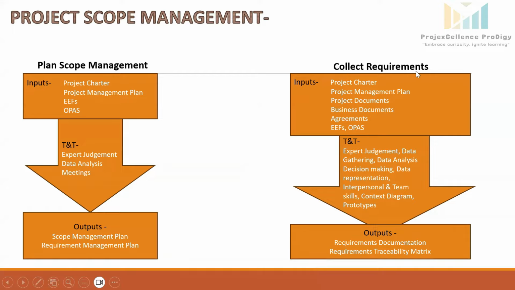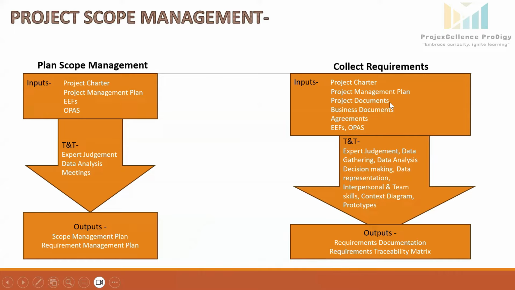Second process is collect requirements. This process involves gathering and documenting the project's requirements from stakeholders. The main goal is to ensure that all stakeholder needs and expectations are captured to define the project scope accurately. If we see inputs here, most of the inputs, such as project charter, project management plan, EEFs, and OPAs, are the same as the previous process we just spoke about.